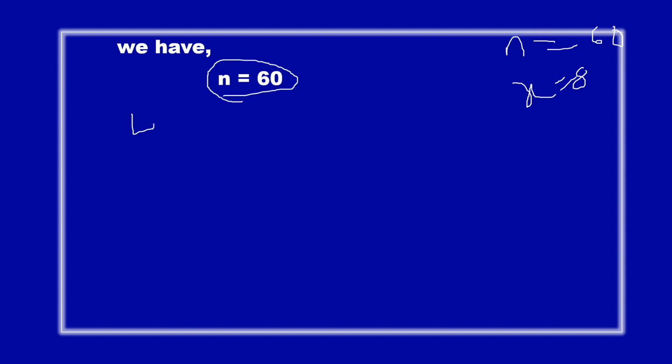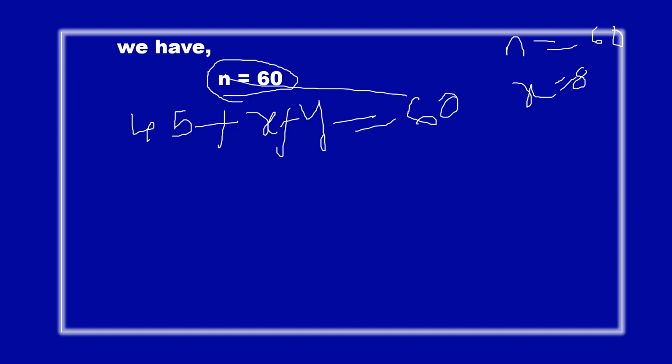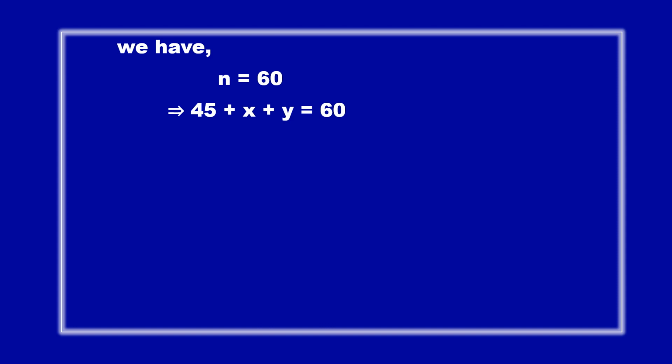Now using this X value, and we have N equals to 60. Using these two values, we'll find out the Y value. Okay, how? We have N equals to 60. Okay, what is another N? This is the given question. This is the value which is given in the question. And from the table we have N equals to 45 plus X plus Y, right? Equals to 60. This is also N, right? So I can put this equals to 60 here. Okay. So this is also N and this is also N. So I'll equate both of them.